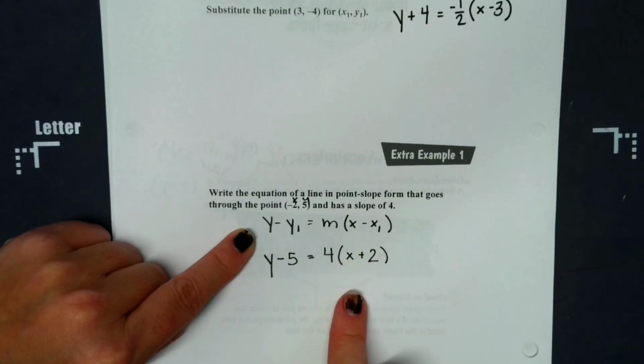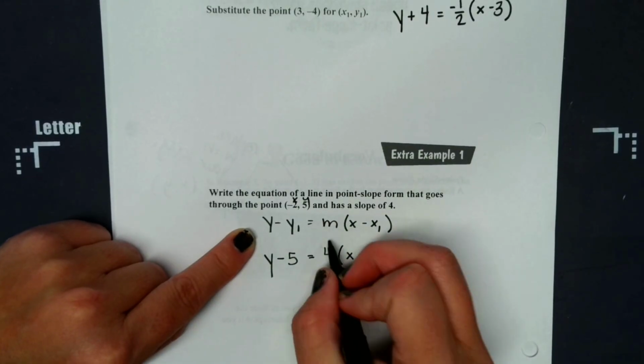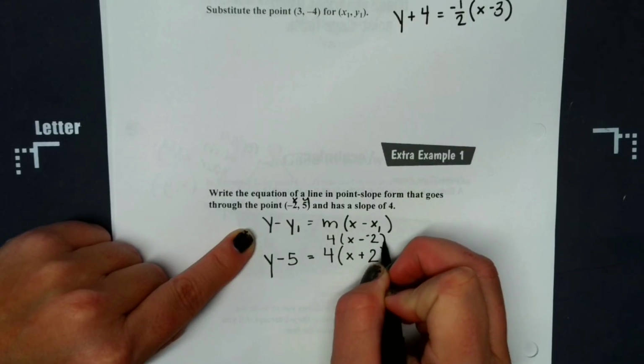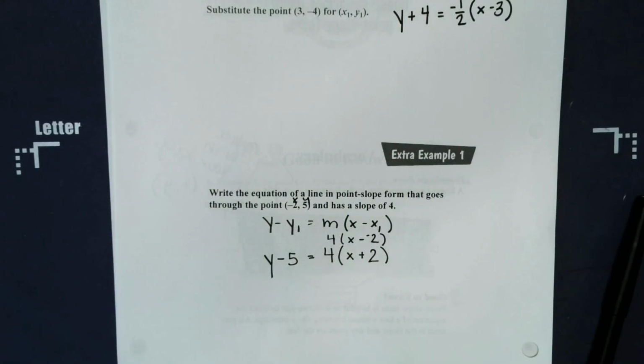The reason we switched this to a plus 2 is because it would look like this. And in 7th grade you learned, do you ever subtract a negative? No. You keep the x, change the minus to addition, and change the negative 2 to its opposite. Keep, change, change.